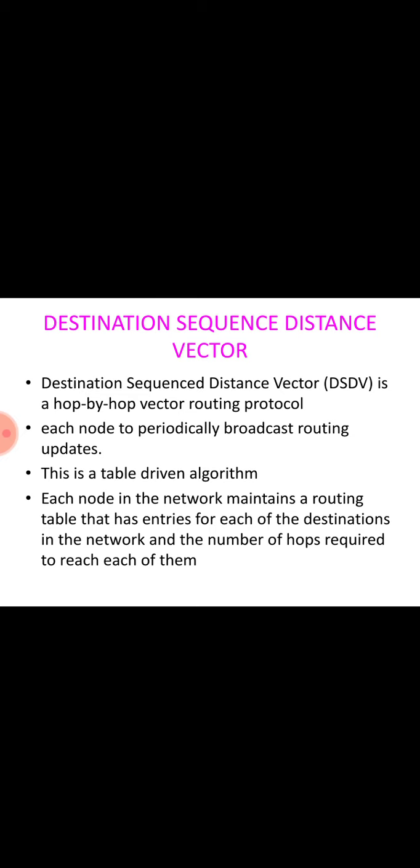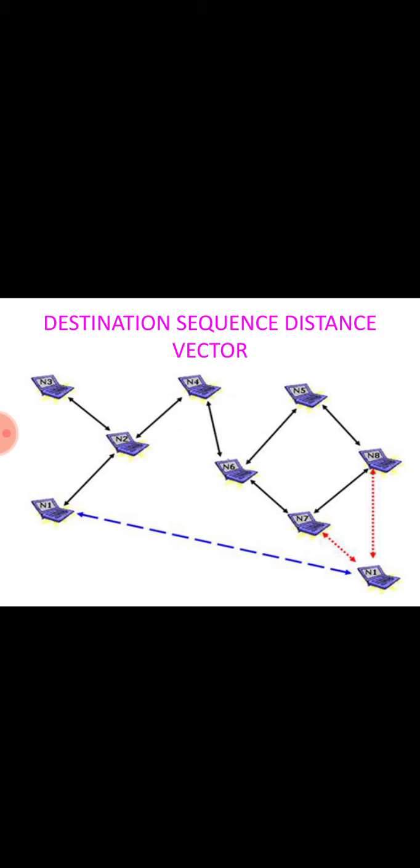And destination sequenced distance vector is a hop by hop vector routing protocol. Each node periodically broadcasts routing updates, and this is a table driven algorithm. Each node in the network maintains a routing table that has entries for each destination in the network and the number of hops required to reach them. This is the diagram that shows the links between the different nodes, and the last figure shows you the vector table, that is, the number of hops required is placed under the column metric, and the next router is shown in the third column. Thank you.